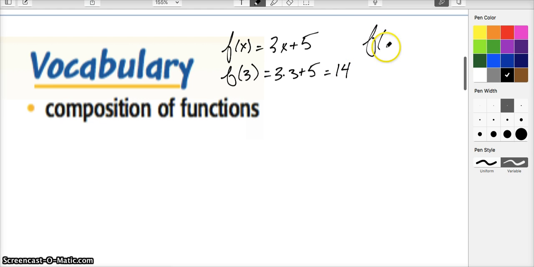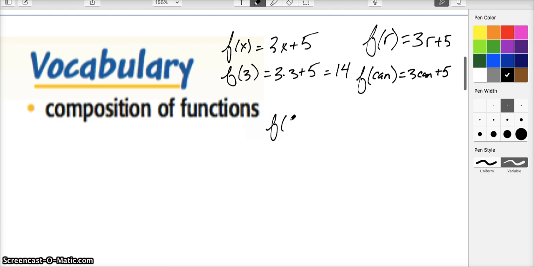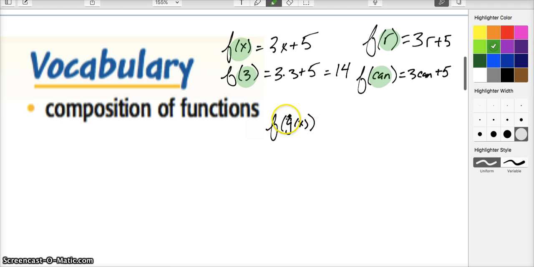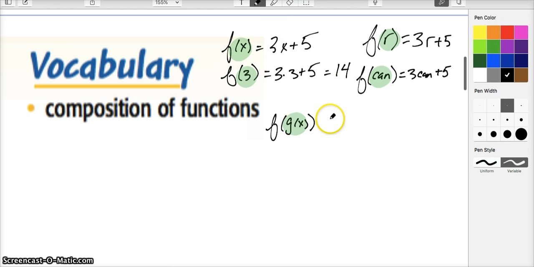You could also evaluate weird things like f of r. You would just replace the x with r. Or even f of can. It doesn't matter. You're just literally replacing the x value with whatever you are told to. Sometimes we might have f of g of x. Remember how we replaced everything in our function with whatever was inside this? Sometimes I call it a kangaroo pouch because I'm that kind of person. Everything in this little kangaroo pouch, you replace it in the function.